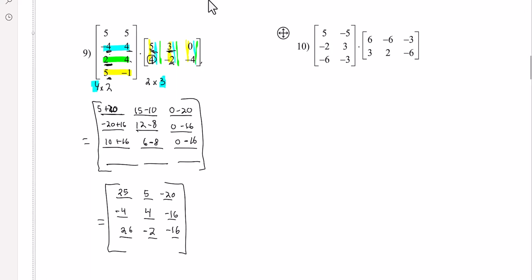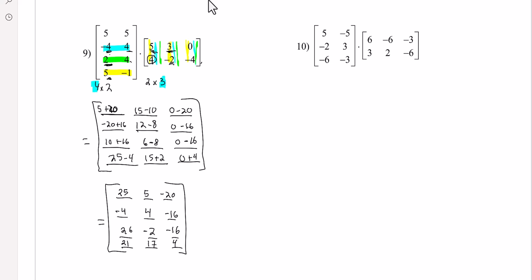Okay, now we can jump down to the lower row. 5 times 5 is 25. Negative 1 times 4 is negative 4. Add those together, you get 21. 5 times 3 is 15. Negative 1 times negative 2 is positive 2. They add together to be 17. 5 times 0 is 0. Negative 1 times negative 4 is positive 4.